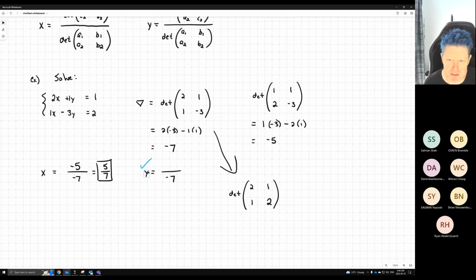And then I'm going to compute the determinant. Two times 2 minus 1 times 1. So that's 4 minus 1, which is 3. Put that in the numerator, and you're done.